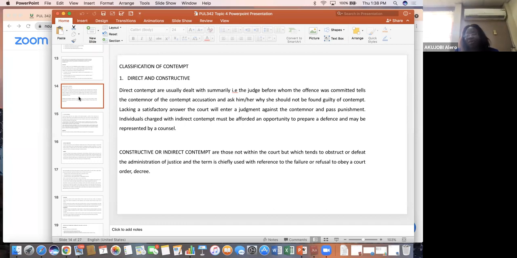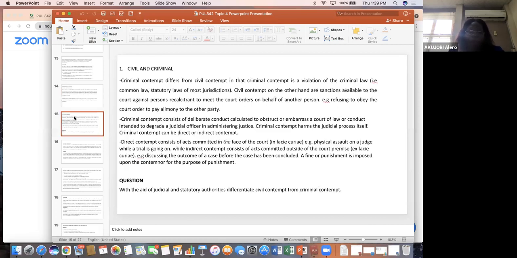We must also know this. Direct contempts, like I said, are those committed inside the court, normally referred to as in facie curiae. While those outside the court are those that tend to obstruct or defeat the administration of justice. For instance, when a court order has been given and you refuse to carry out that court order, that is a constructive contempt of court, or an indirect contempt of court. It is also known as ex facie curiae, that is, outside the court. Such is committed outside the court.